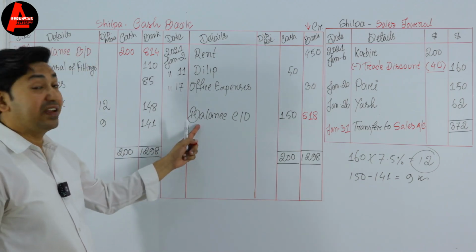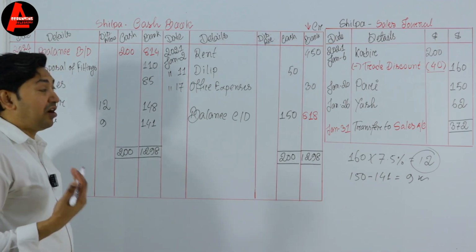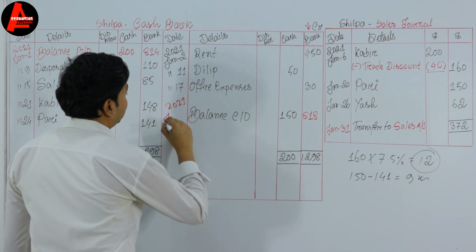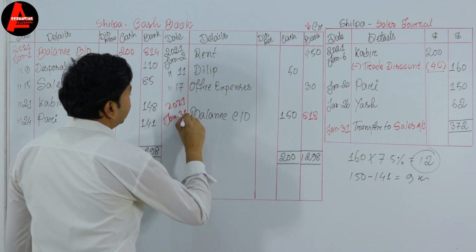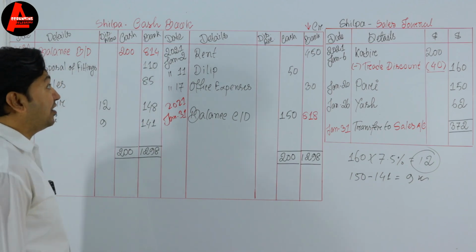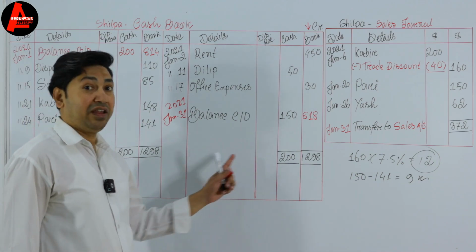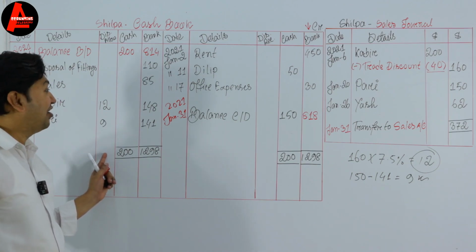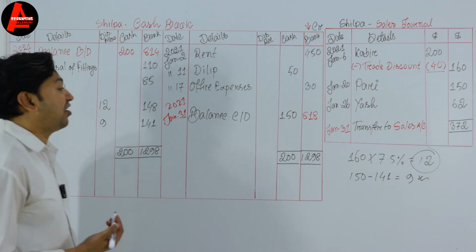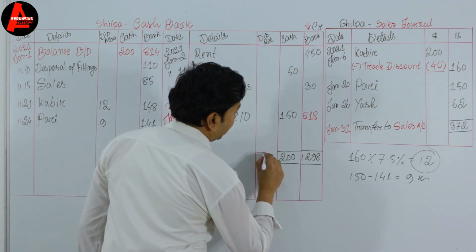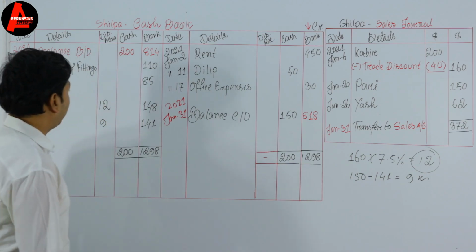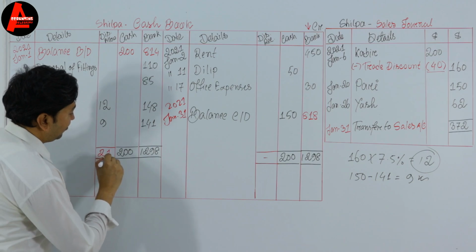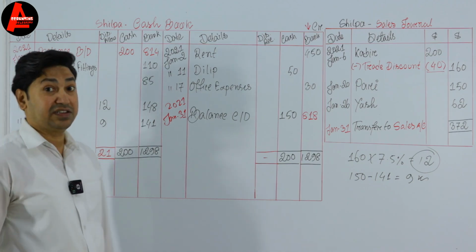Now we need to write the date here. What date? The last day of the month. It is 2021 January 31st, the last day of the month. Now what about the discount received and discount allowed columns? Should we balance them? No need. We will just total these columns. Here we see nothing, and here we see 12 plus 9 equals 21. We don't have to balance these accounts.